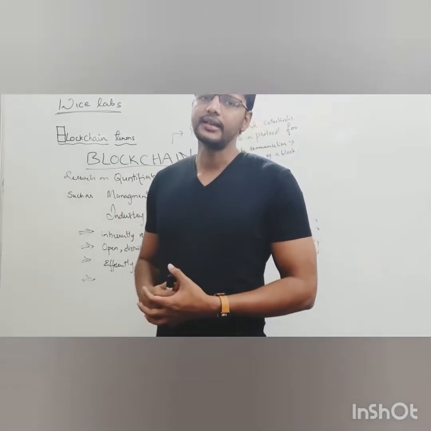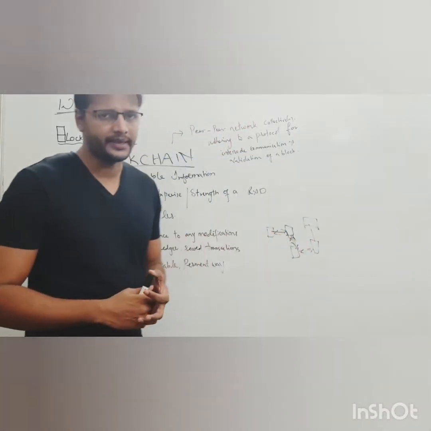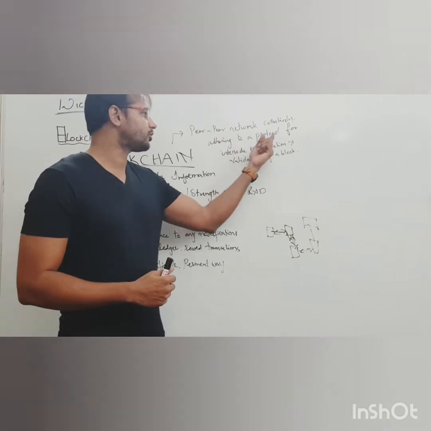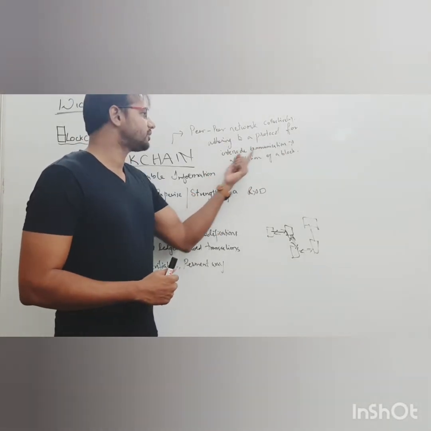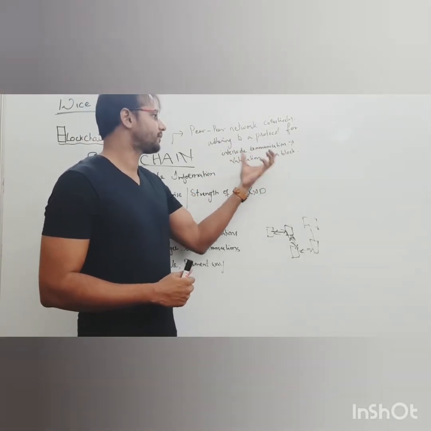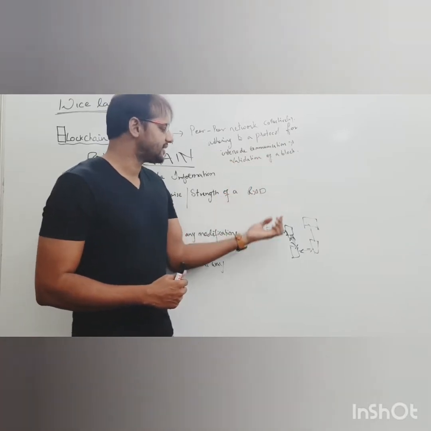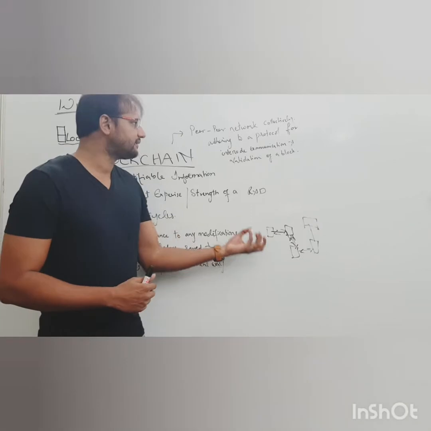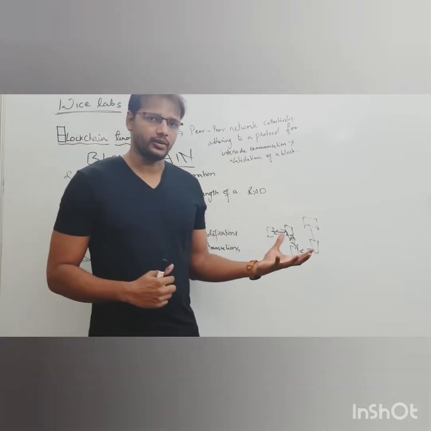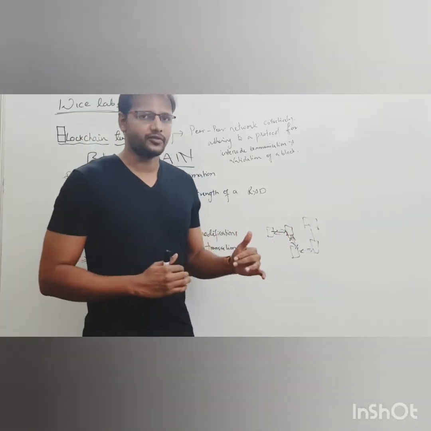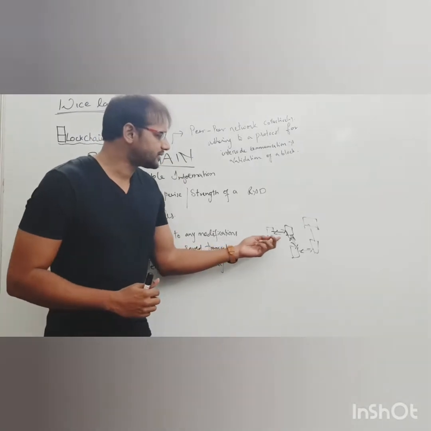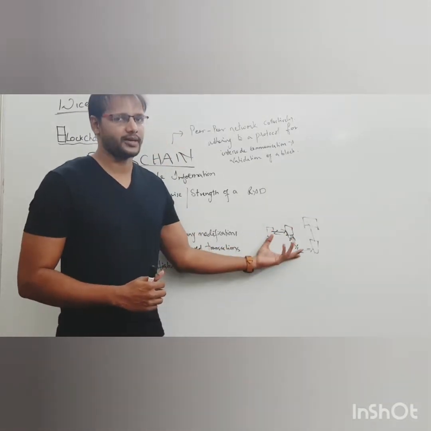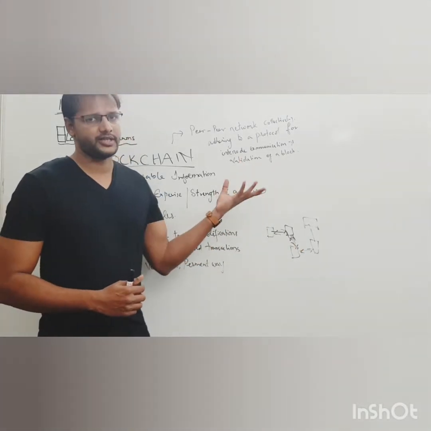Whereas a technical explanation of the blockchain would be that it's a peer-to-peer network collectively adhering to a protocol of internal communication and validation of the block. What does this exactly mean? All the blocks are connected peer-to-peer and are collectively adhering to a rule or a protocol which defines a set of rules for internal communication and validating the transactions which happen in the block. So that forms a blockchain.